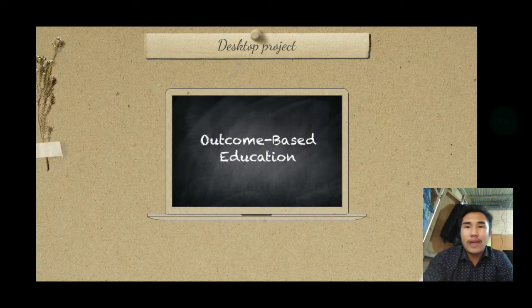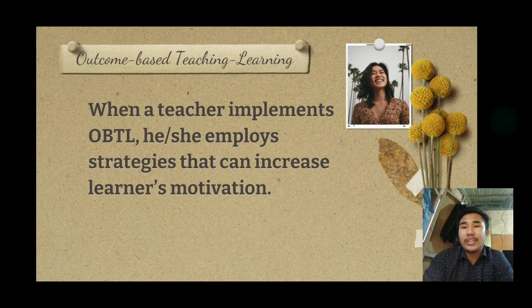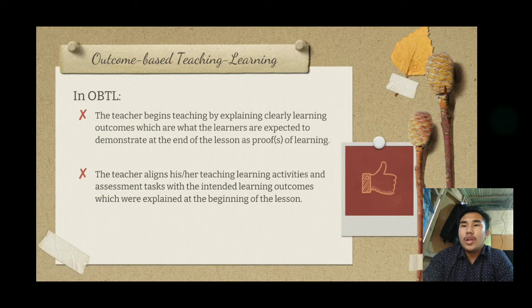So let's go to outcome-based teaching learning. When a teacher implements OBTL, he or she employs strategies that can increase learners' motivation. But how? You may ask, unsaon? As future educators, what will we do? So in OBTL, the teacher begins teaching by explaining clearly learning outcomes, which are what the learners are expected to demonstrate at the end of the lesson as proofs of learning.